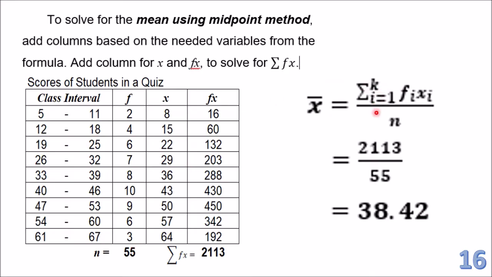So ito na yung ating formula. X bar, the mean, is just equal to the summation of the fx divided by n. So summation of fx is, we know the total ng fx natin dito, the sum, 2,113 divided by n na 55. So the answer is 38.42. This is now the mean of these scores of the students. The average scores of the students who take this quiz is 38.42.